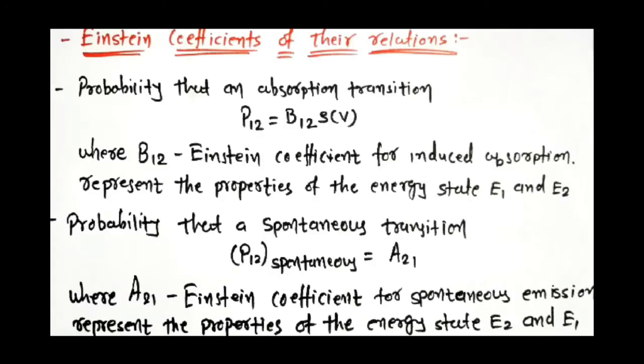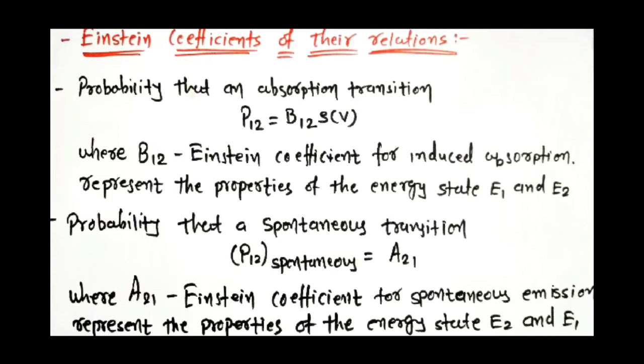The probability that an absorption transition occurs is P12 = B12 rho, where B12 is the constant of proportionality known as the Einstein coefficient for induced absorption. It is a constant characteristic of the atom and represents the property of energy states E1 and E2.